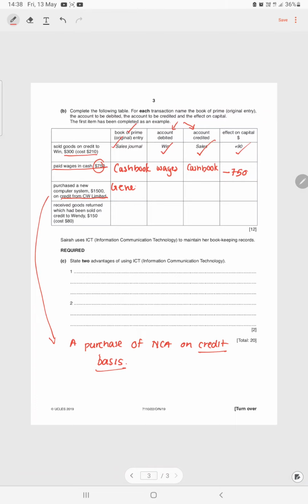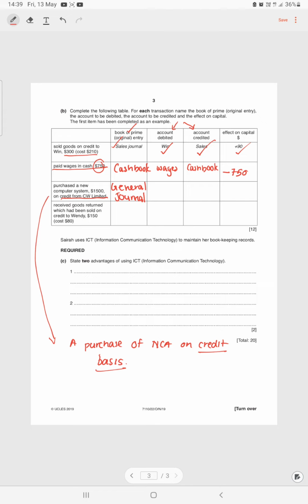We have 7 books of prime entry. The sales journal records only credit sales of trading goods. The purchase journal records only credit purchases of trading goods. The sales return journal records all your credit sales that have been returned, and the purchase return journal records all your credit purchases of trading goods that got returned. After that, you have your cash book, which records all cash transactions, and then your petty cash book, which records small petty cash expenses.